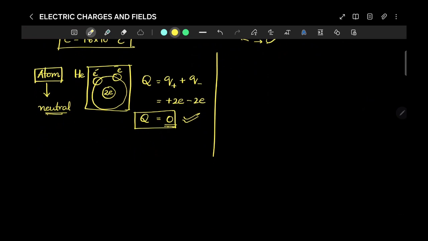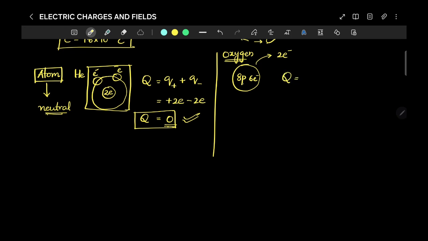For example, let me take oxygen atom. In an oxygen atom, you have 8 protons as well as 8 electrons. If I remove 2 electrons, then how many electrons will be remaining? 6 electrons. You have removed 2 electrons, so 6 electrons are remaining in that oxygen atom. Then what is the net charge on this?